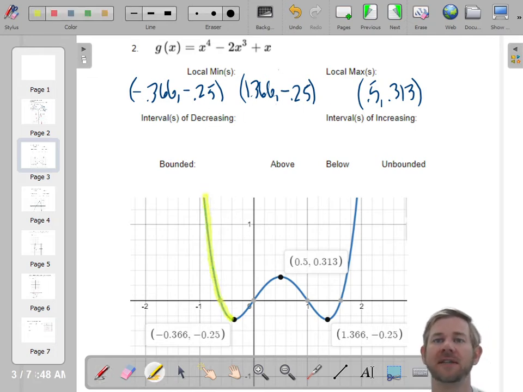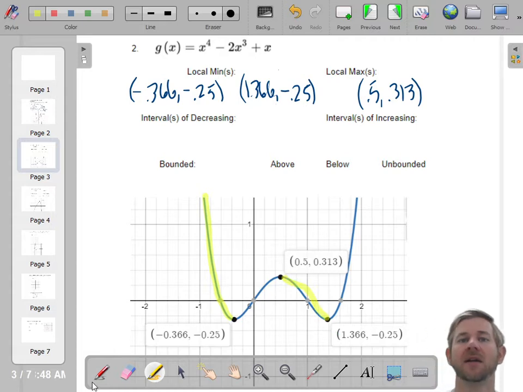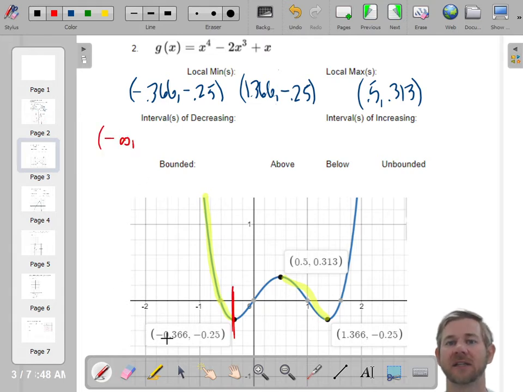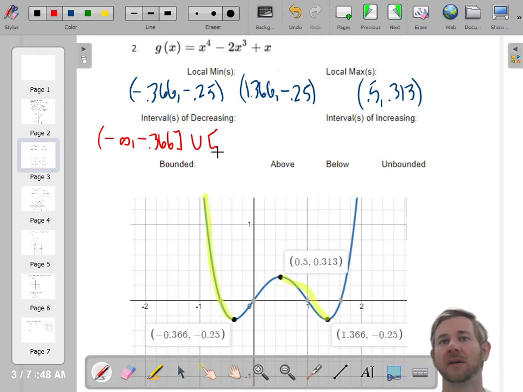Intervals of decreasing, right there and right there. So again, we're talking about the x values. So from the left, x is coming from negative infinity until we get to this x value, which is negative 0.366, and that's a bracket. That's your first interval of decreasing, union. Here's the other one, bracket. Oh, that's not a bracket, bracket. 0.5 to 1.366, close the bracket.